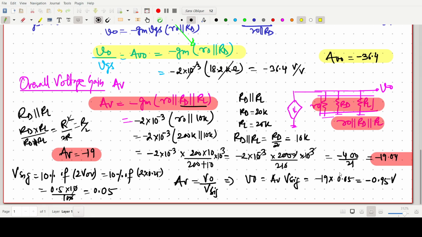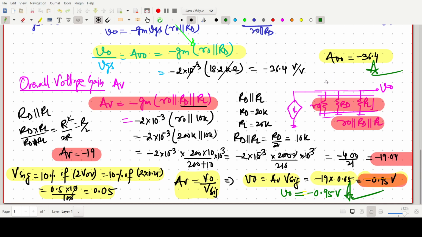So this one is the final answer. In the question it is given, so we have to find the V signal strength. Then this one is the formula we can say. AV is known to us, V signal is known to us. Final result will be like this, 0.95, and the final V naught will be minus 0.95. So this is all about this question.